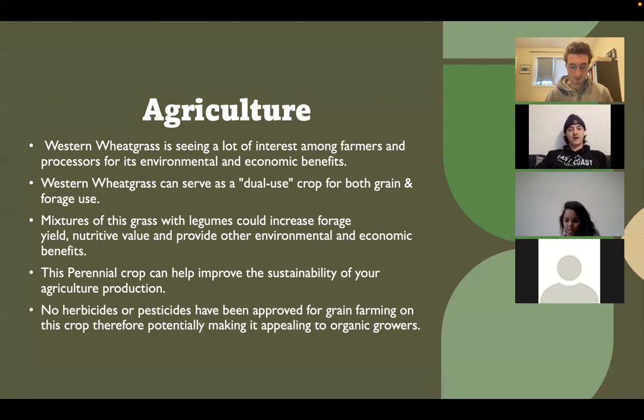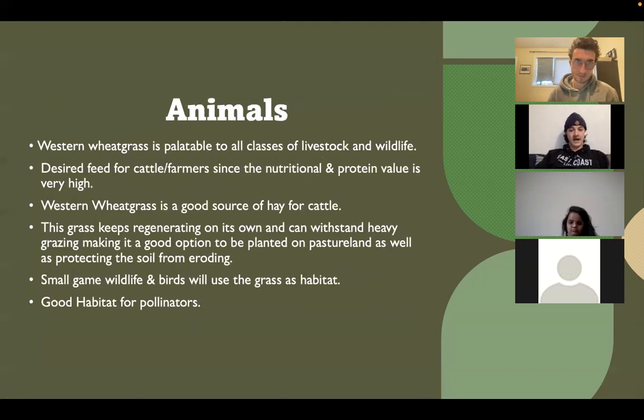This perennial crop can also help improve the overall sustainability of the agriculture production you are working with. Additionally, this grass has not been approved for herbicides or pesticides, therefore potentially making it more appealing to organic growers. Animals. So Western wheatgrass is palatable to all livestock as well as an abundance of wildlife such as deer, elk, and moose.